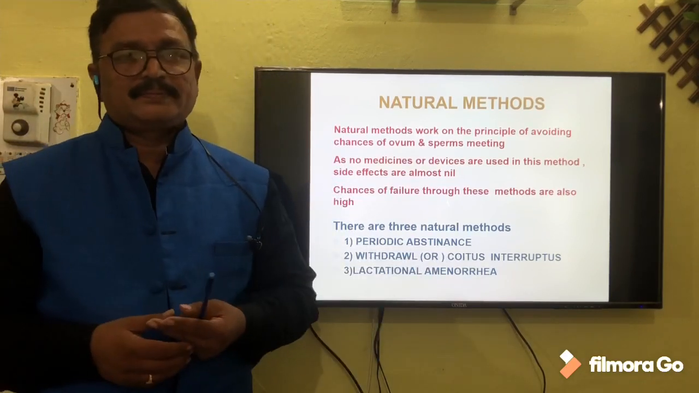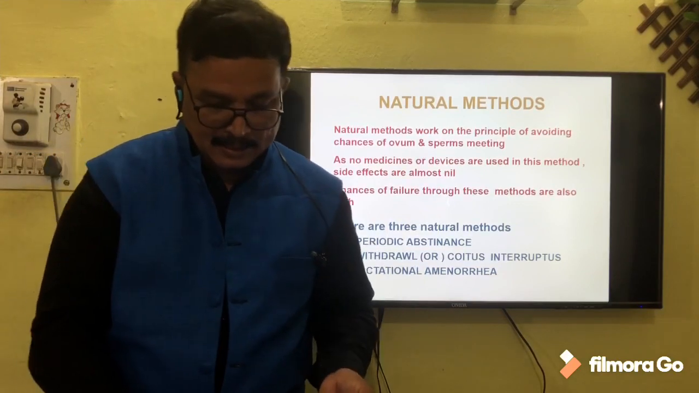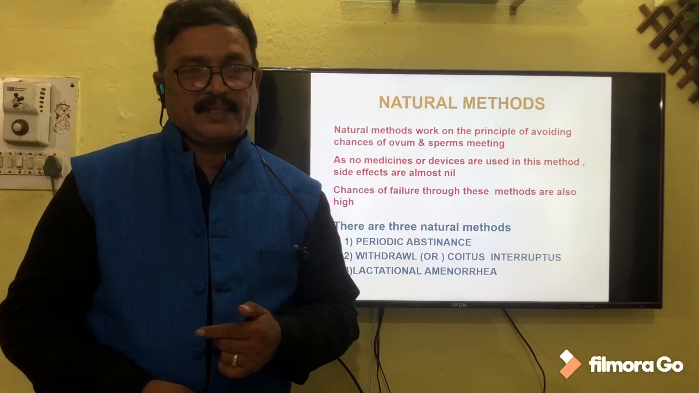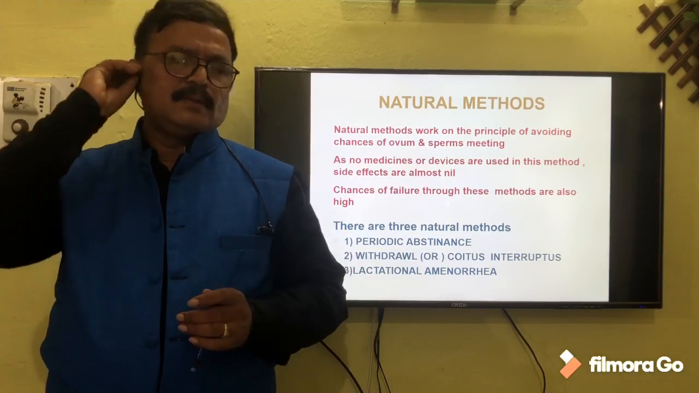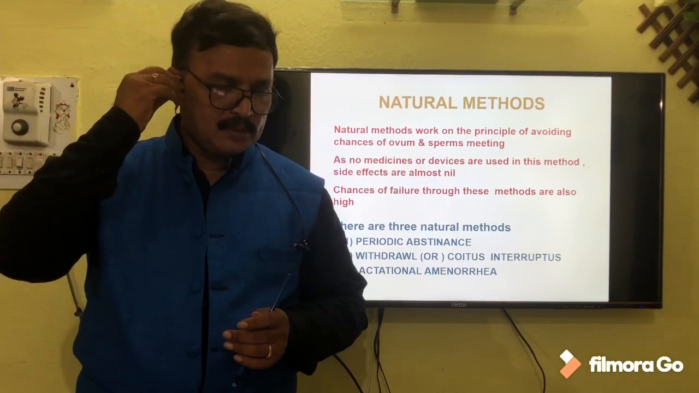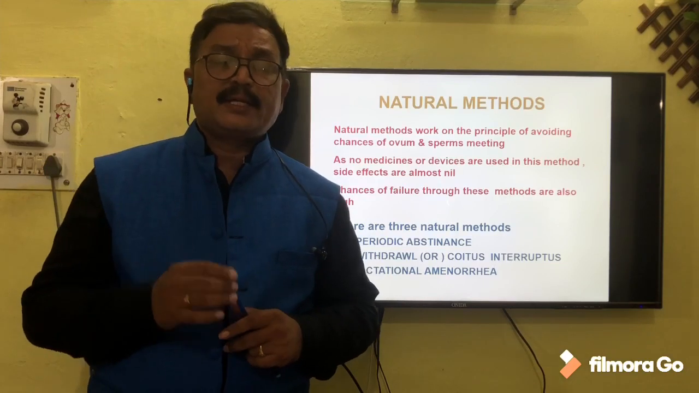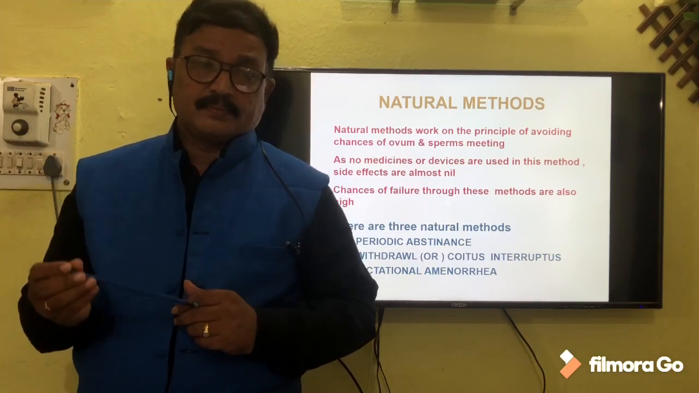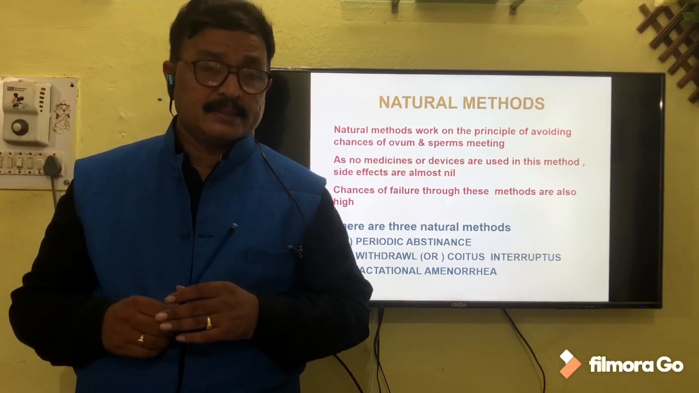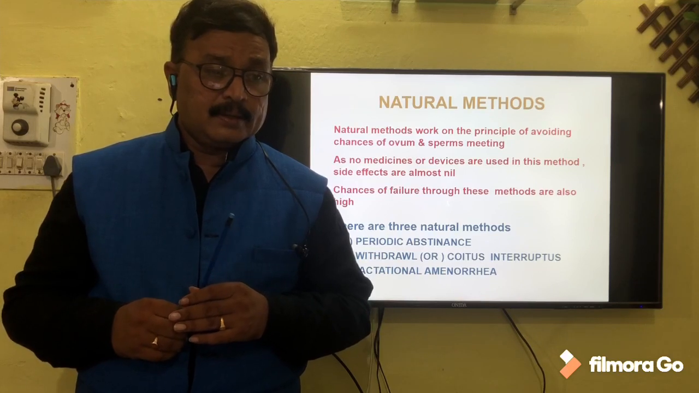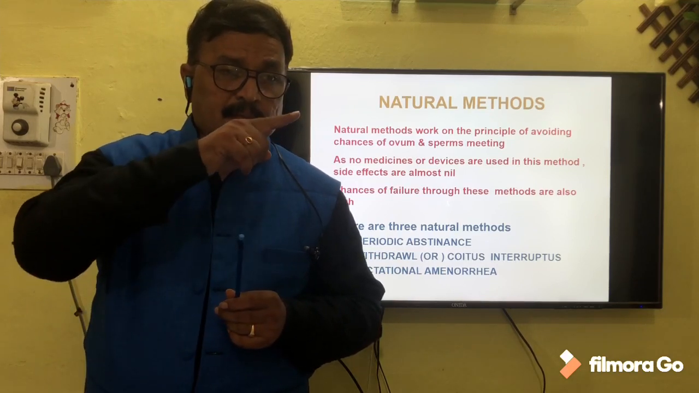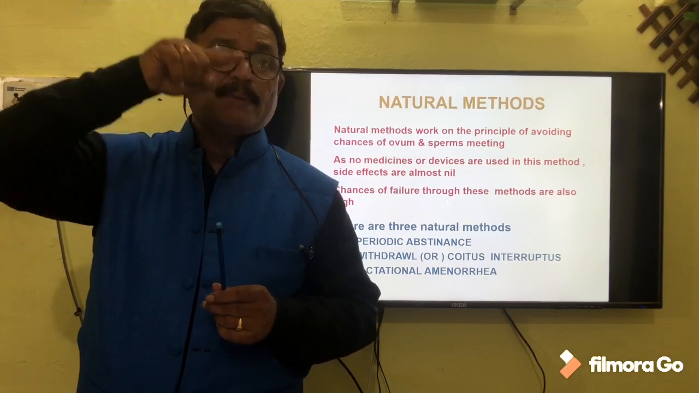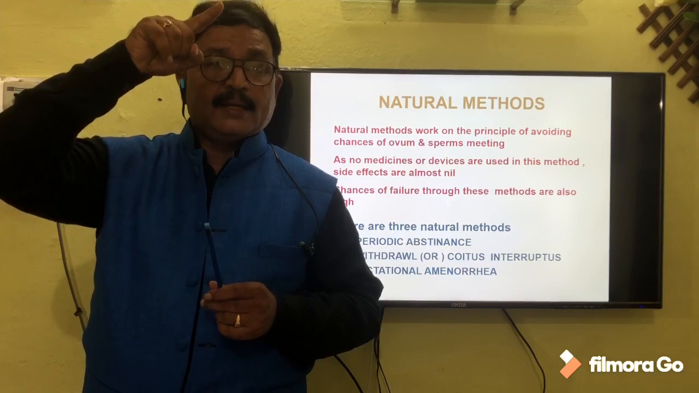That's a natural method. Then the second one is withdrawal of penis, or we call it coitus interruptus. Withdrawal of penis. When is the penis to be withdrawn? You know, during sexual intercourse or coitus, at the time of ejaculation, the male will come to know the time of ejaculation, because a peak stage in the sexual urge will be attained by the male. We call it orgasm.